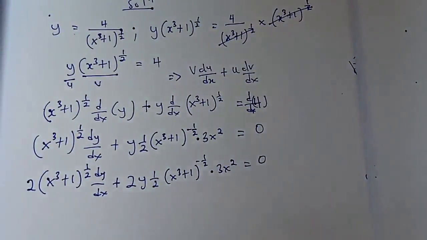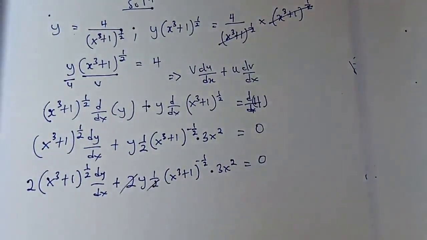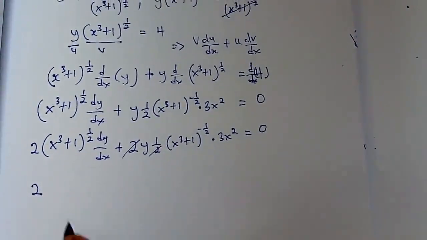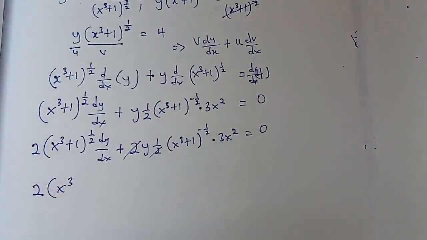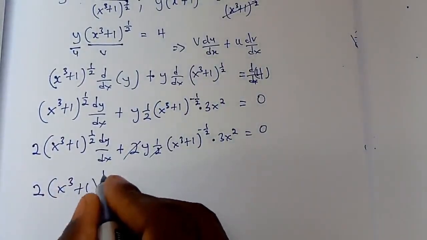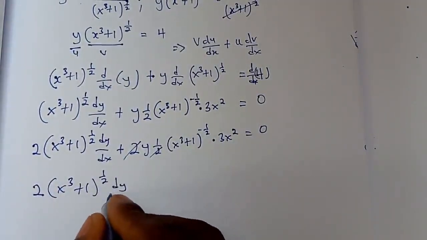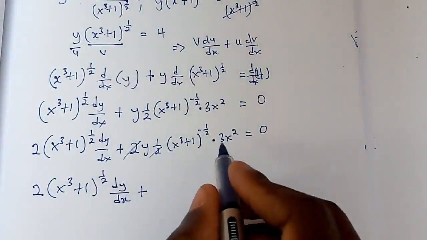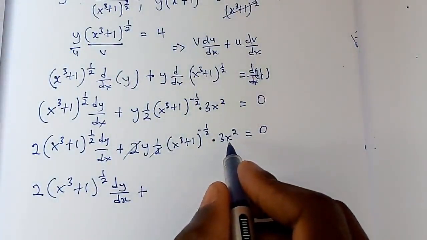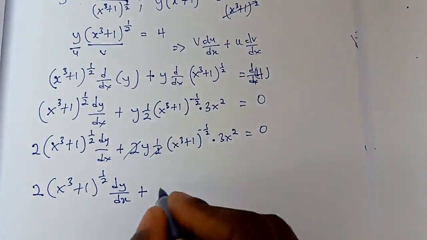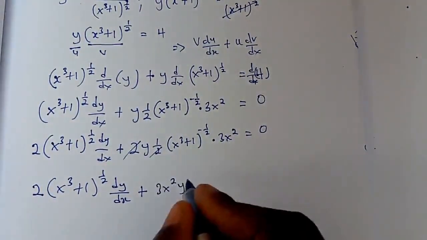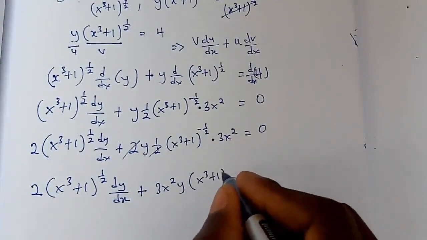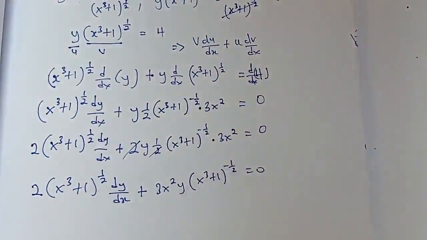So here you know that these 2 can cancel these 2 because I'm multiplying. And then I have my 2 times x to the power 3 plus 1 here, and then I have half dy dx, now plus, I can simplify this very simply. I can bring my 3x squared y, and then I put this one in the bracket here, x cubed plus 1 raised to power minus half, equal to 0.